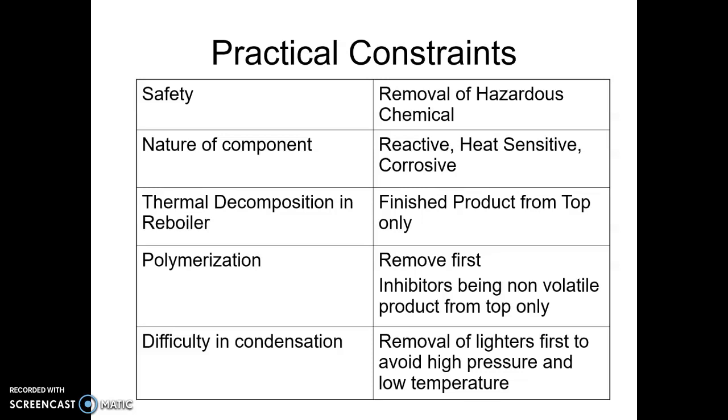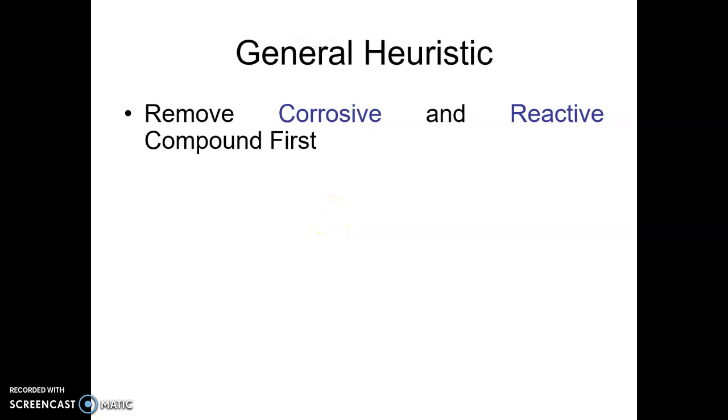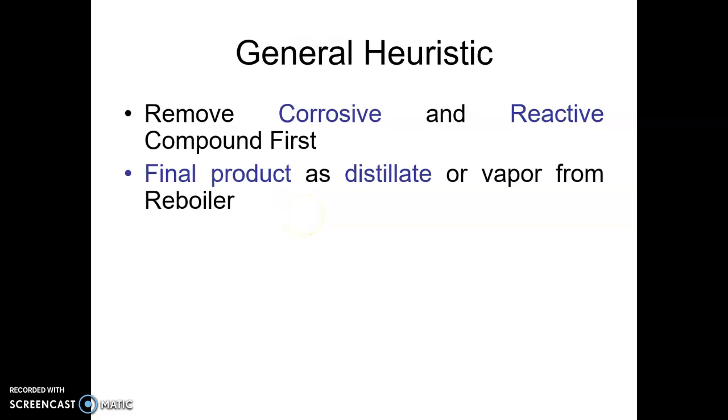Now, based on these practical constraints, there are some general heuristics which have come down. So what are they? The first: remove corrosive and reactive components first. Naturally, these heuristics will not violate the basic principle of boiling point. If your corrosive component is third as far as boiling point is concerned, you cannot remove it from the top in the first column, but you can remove it as soon as possible, maybe from the second column. So your sequencing will start in such a way that you'll be able to remove that component as fast as you can. Next, try to get the final product as distillate or as vapor from the reboiler.